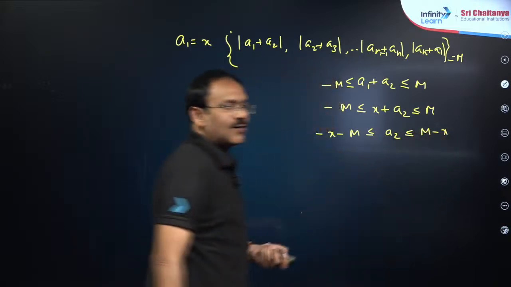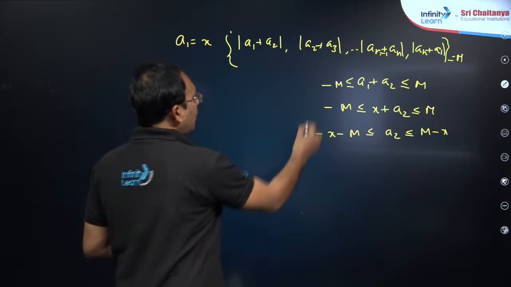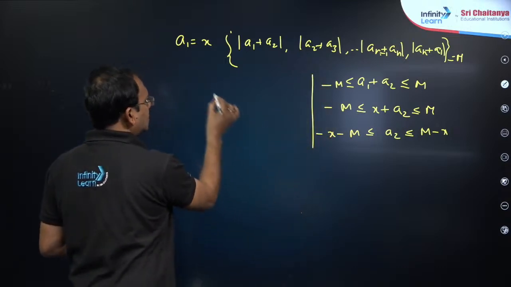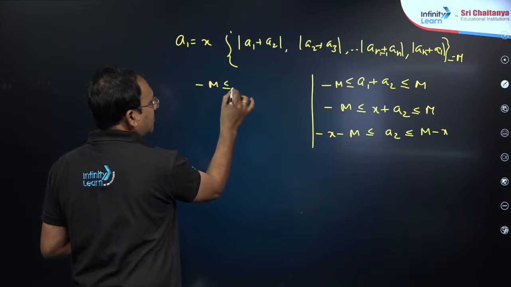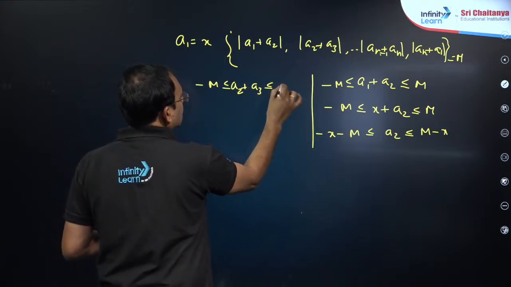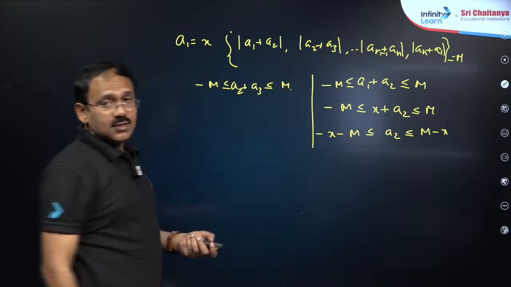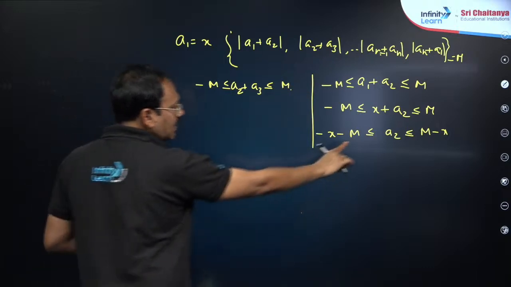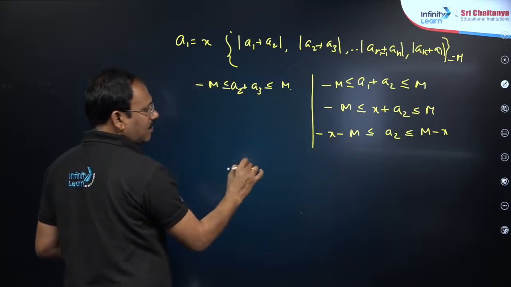Similarly, if you take for a3, my dear friends, you also get minus M less than or equal to a2 plus a3 is less than or equal to M. I want to subtract a2. You see, minus a2 means you can multiply here.